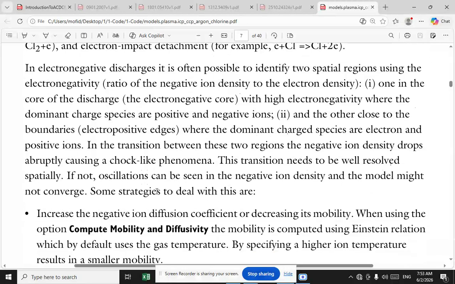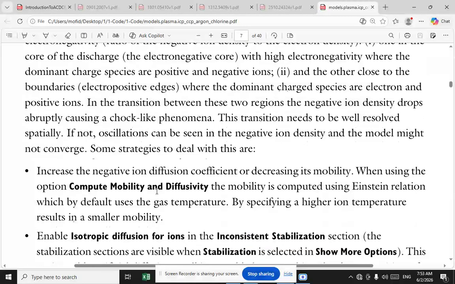In electronegative discharges, it is often possible to identify two spatial regions using the electronegativity ratio of the negative ion density to the electron density. One is the core of the discharge, the electronegative core with high electronegativity, where the dominant charged species are positive and negative ions, and the other close to the boundaries, the electropositive edges, where the dominant charged species are electrons and positive ions. In the transition between these two regions, the negative ion density drops abruptly, causing a choke-like phenomenon. This transition needs to be well resolved spatially.